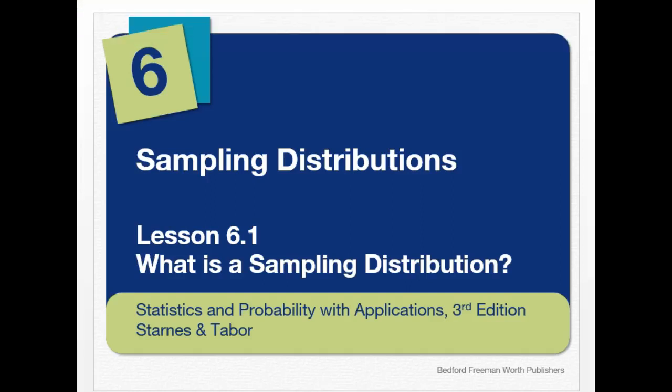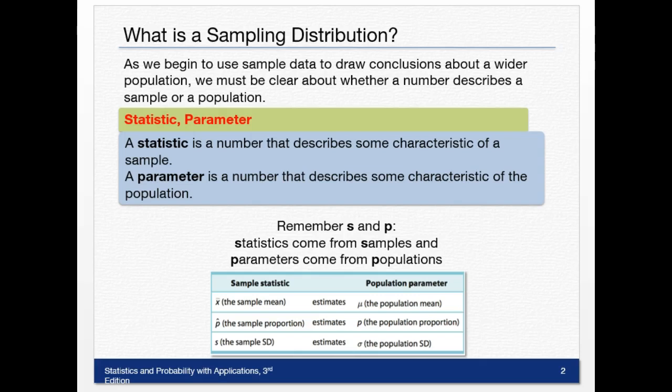In 6.1, we're obviously starting Chapter 6, and we're going to start with the concept of a sampling distribution. So first of all, we need to write down a couple definitions. You need to know what a statistic is and what a parameter is. So pause the video and write down these definitions.